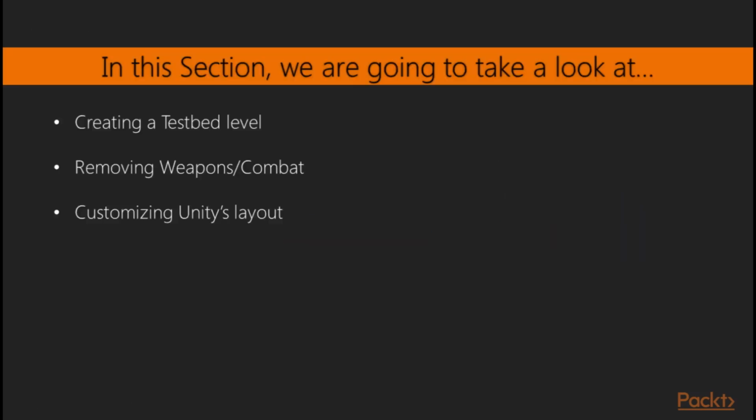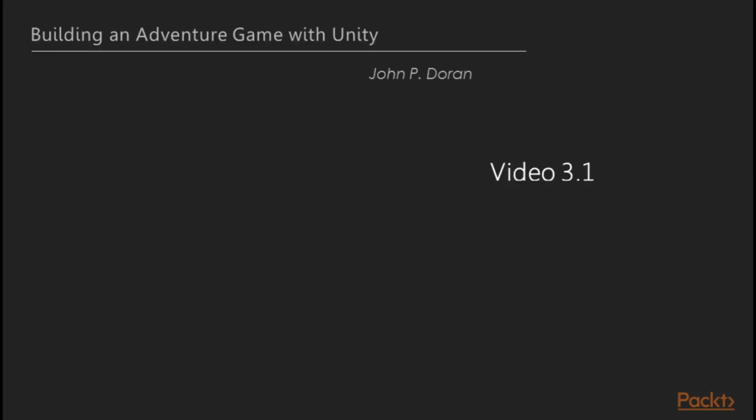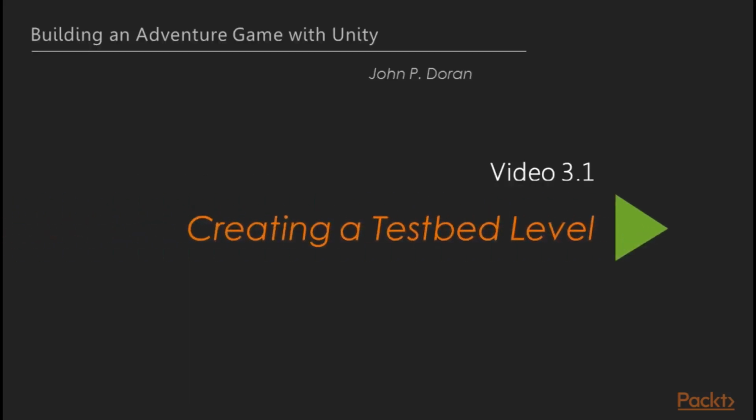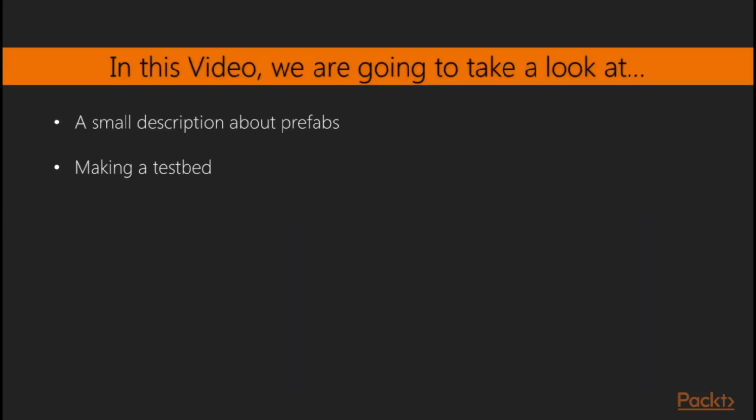Now, over the course of this section, we're going to first create our test bed level, and then we're going to learn how to remove the combat parts of UFPS for this particular project. Lastly, we're going to learn how we can customize Unity's layout so that you can work the way that you like. Now, before we actually create our own test bed, I first want to talk a little bit about prefabs.